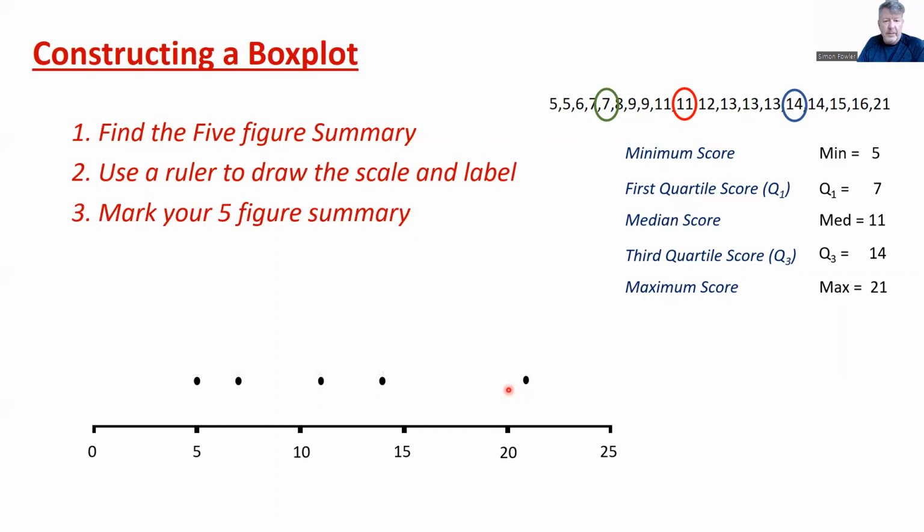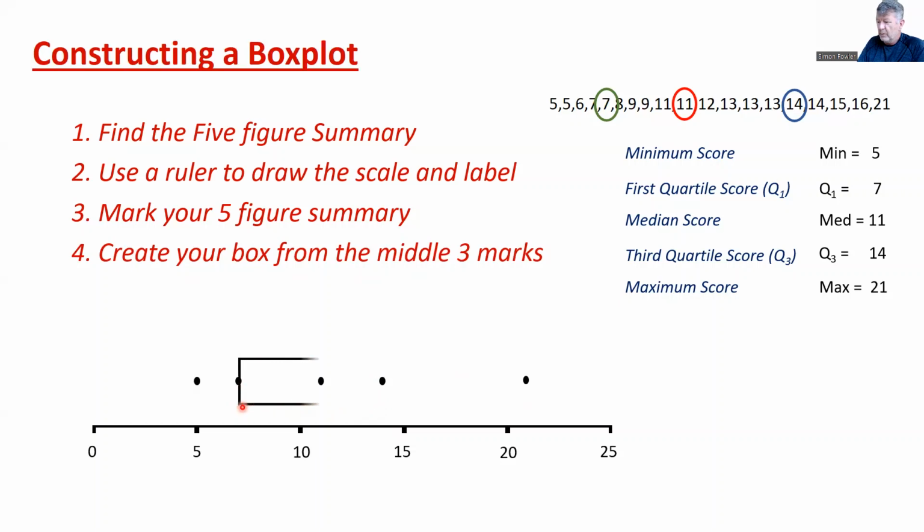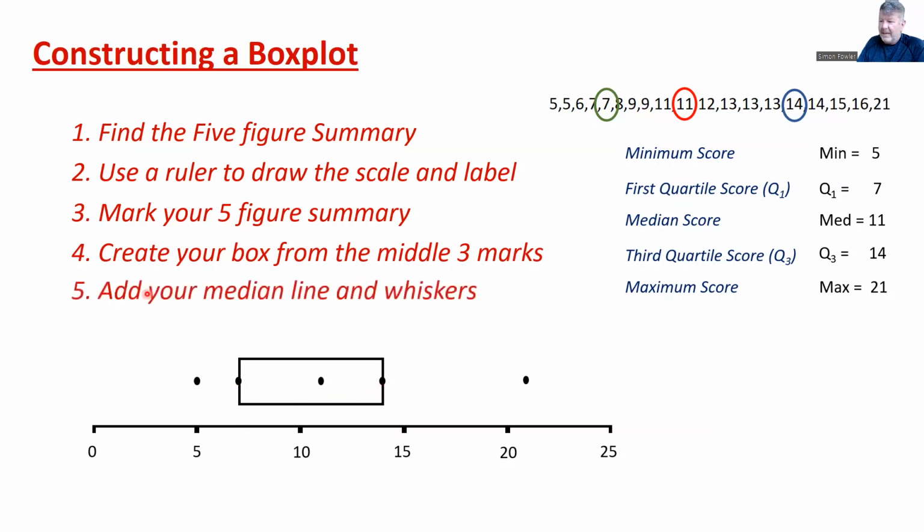Next bit, we need to create our box. Now it's from the middle 3 marks. So there's our 5. So the middle 3 are in through here. So we're going to draw a box joining those ones, the Q1 and the Q3. The last bit is our median line and our whiskers. So the median is going to go in the middle here and our whiskers obviously just going to join up. Voila, we have our first box plot.